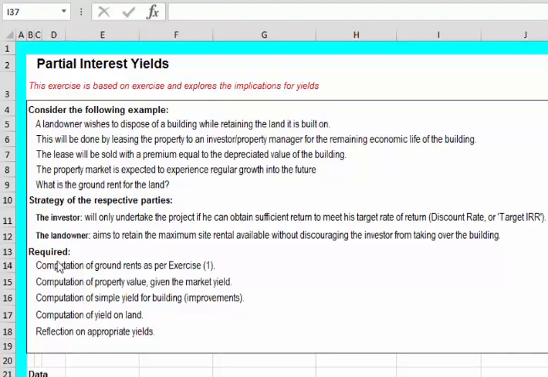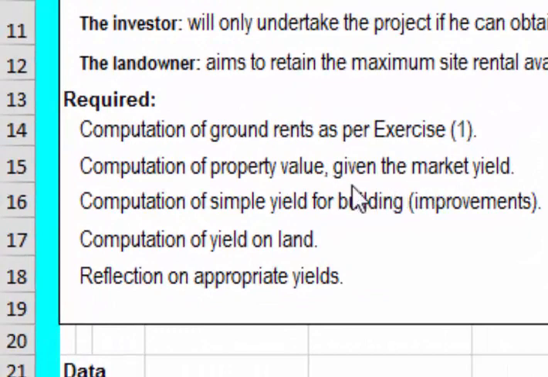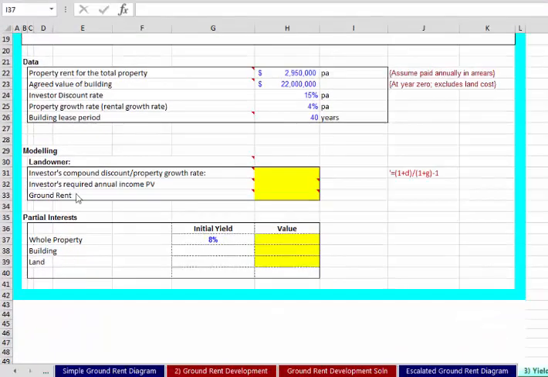The difference is what is required of the model, and that is to compute the property values, the partial interest values, and also the yields, and then we're going to have a little bit of a look at what they're actually telling us. And so to do this model, we'll just come down, and you'll notice that it looks very much like the first exercise, except that there's an extra panel down the bottom.